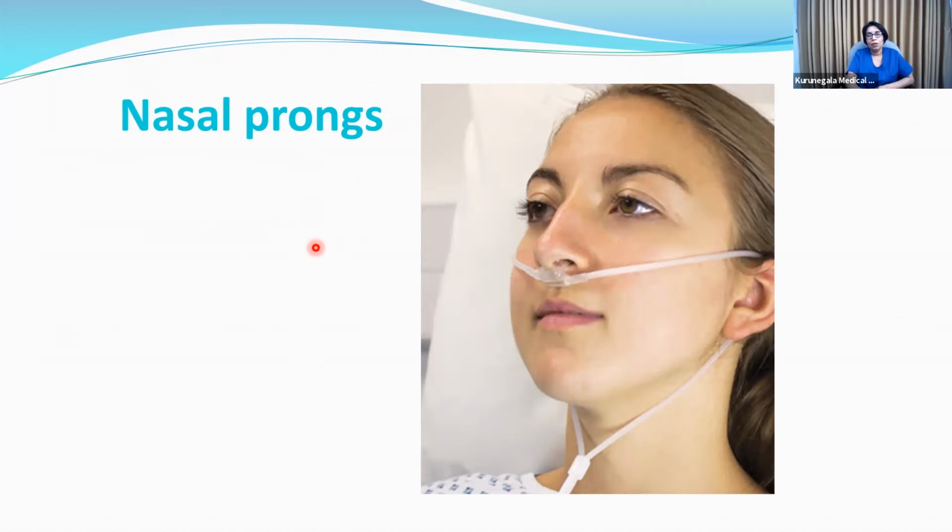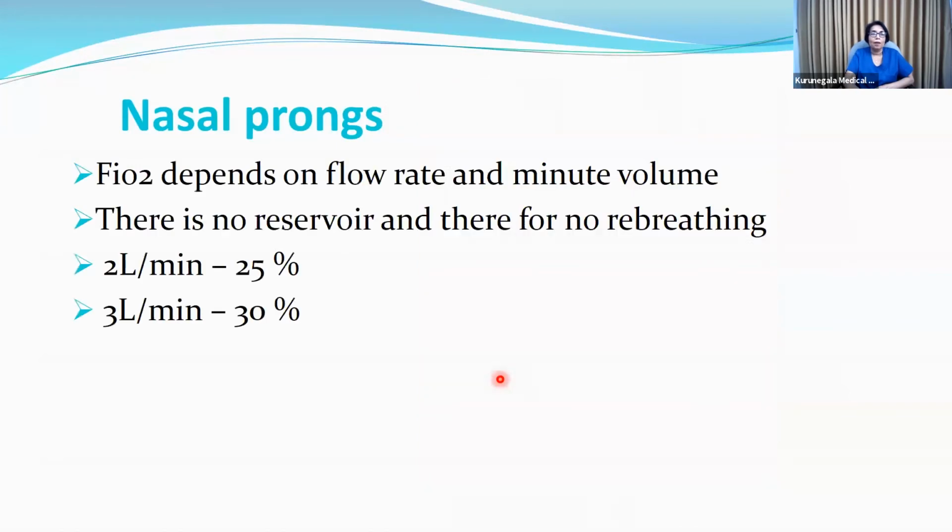This is delivering oxygen using nasal prongs. Patient looks quite comfortable. FiO2 depends on the flow rate and the minute volume. There is no reservoir, and there's no rebreathing. 2 liters per minute flow rate gives 25% oxygen. 3 liters roughly gives 30% oxygen. But remember, these are not fixed concentrations. The FiO2, or fraction of inspired oxygen concentration, depends on the flow rate and the patient's breathing pattern.